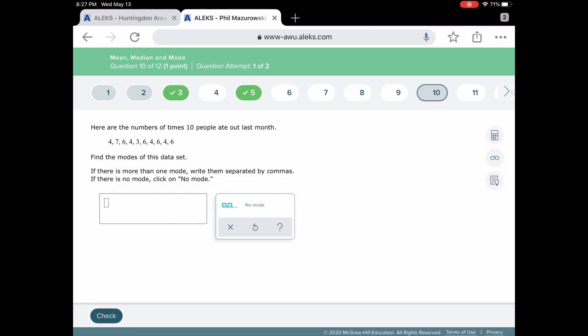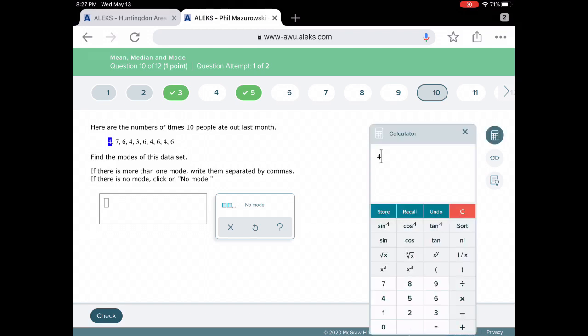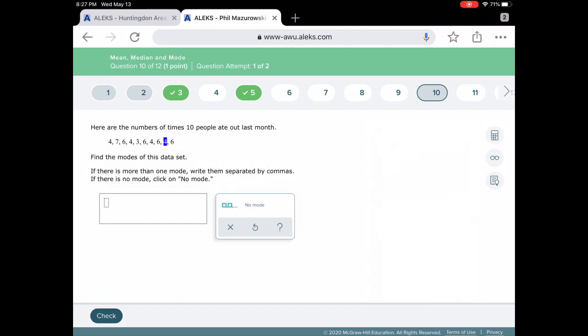So what I am looking at here is out of these 10 people, I'm counting the 4s. And out of this, I see 1, 2, 3, 4 4s. All right, I don't know why the calculator popped up, but that's okay. I'm going to do 4 4s there. Now let's get rid of that. So I've got 4 4s.